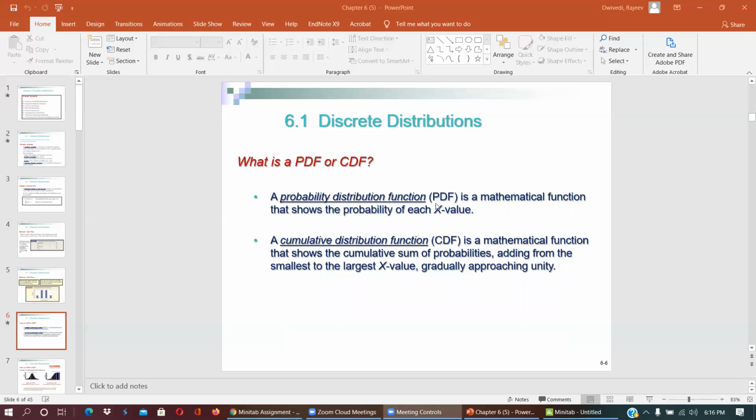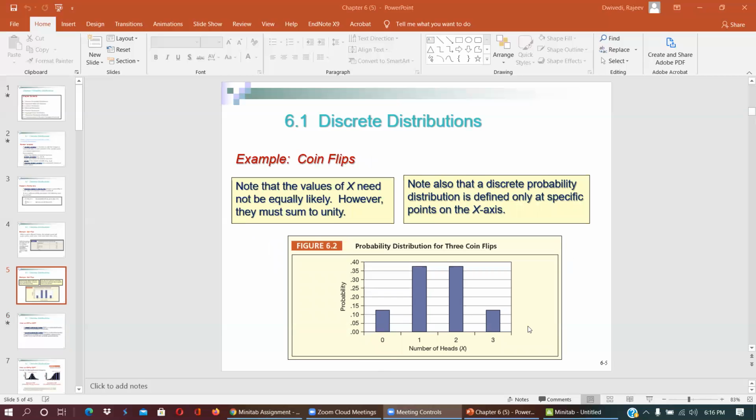One is probability distribution. So look into this, this is a probability distribution. Event 0, event 1, event 2, event 3. So this is probability distribution. Now cumulative probability distribution.